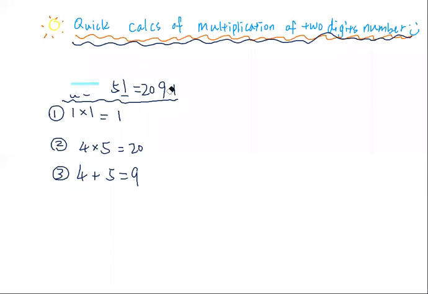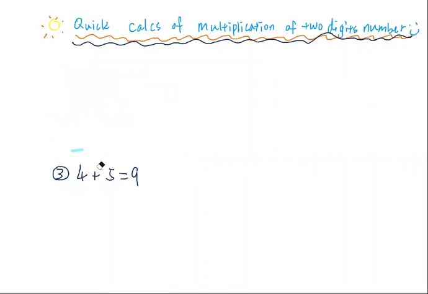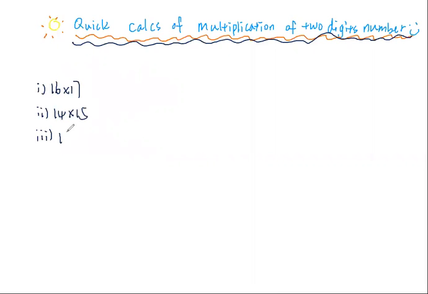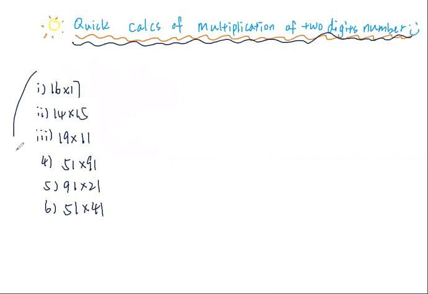And then I will give you guys some practice questions. So here are the practice questions. The first practice question is 16 multiplied by 17, and the second one is 14 multiplied by 15, and the third one is 19 multiplied by 11, and the fourth one is 51 multiplied by 91, and the fifth one is 91 multiplied by 21, and the last one is 51 multiplied by 41. So please finish them on your own and then type the answer in the comment below.